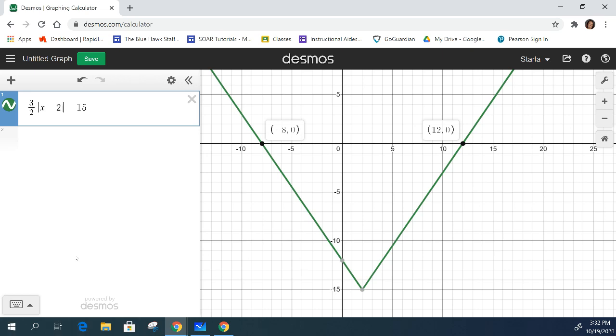All right, that's the gist of solving. It's a brief little introduction to solving absolute value equations.